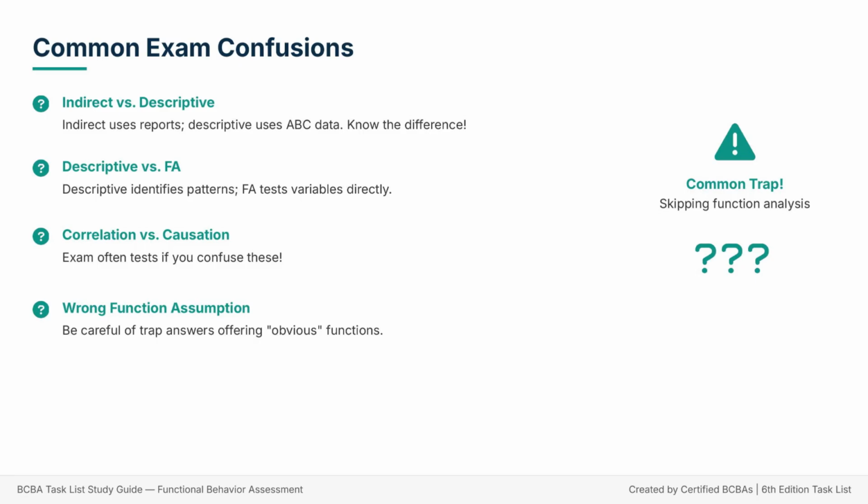Students often confuse indirect versus descriptive, which is reports versus direct observation. Descriptive versus functional analysis, which is correlation versus causation. And correlation versus function, which tells you to think whether patterns do not equal causation. Another trap is assuming the function without analyzing data. Always base your answer on evidence, not assumptions.